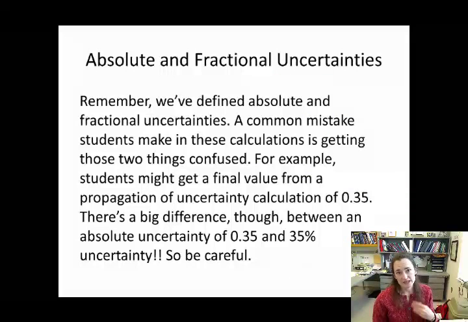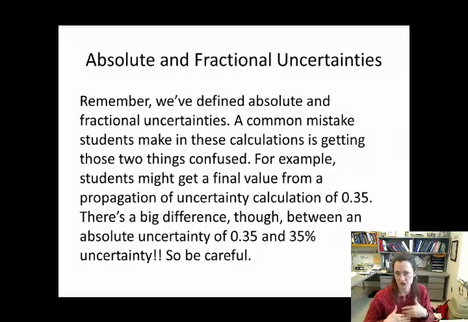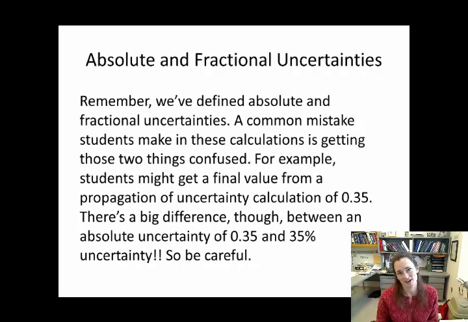Now remember that in the lecture that I gave, hopefully on the first day of class, we defined absolute and fractional uncertainties. I want to caution you before I start launching into any equations that a really common mistake that students make is getting the fractional uncertainty mixed up with the absolute uncertainty. For example, some of your calculations might turn out a number of 0.35, and then students will write that down as the absolute uncertainty on their number. But that's really a fractional uncertainty, and what that means is that it's 35% of their answer. That's very different from the true value.